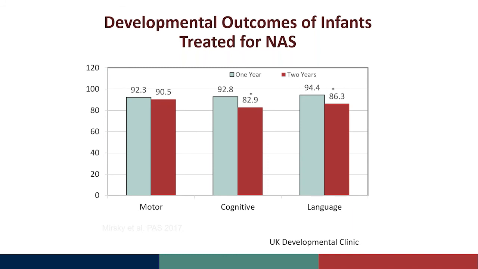In the University of Kentucky, we follow up babies who are treated for NAS. And what we found is that this is over 100 babies that we have followed. And what we found is that their cognitive scores drop on the second year of life, and so are their language scores.